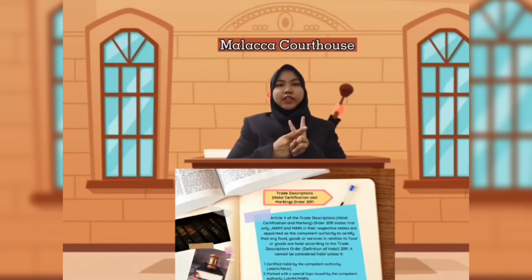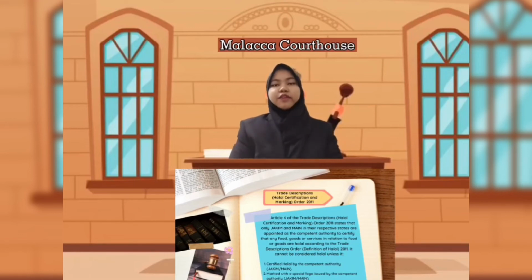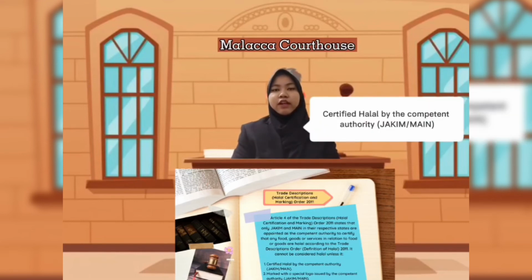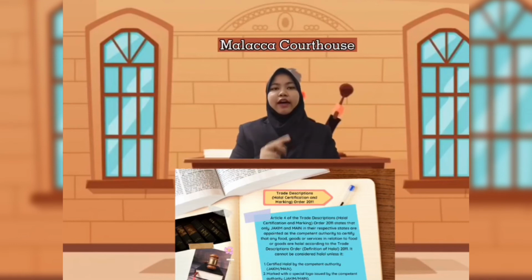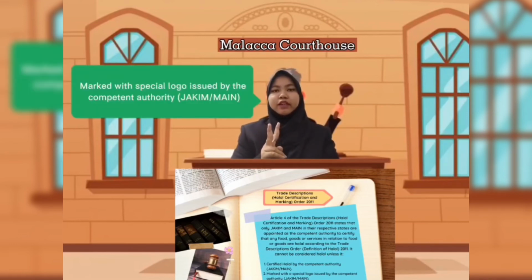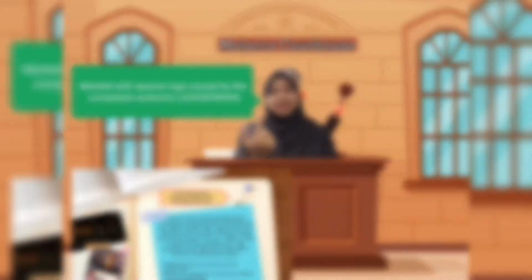Okay, number 2, Trade Description Halal Certification and Marking Order 2011. Article 4 of the Trade Description Halal Certification and Marking Order 2011 states that only JAKIM and MAIN in their respective states are appointed as the competent authority to certify that any food, goods or services in relation to food or goods are halal according to the Trade Description Definition of Halal 2011. It cannot be considered halal unless it is certified halal by the competent authority like JAKIM or MAIN, and second, marked with a special logo issued by the competent authority like JAKIM and MAIN.